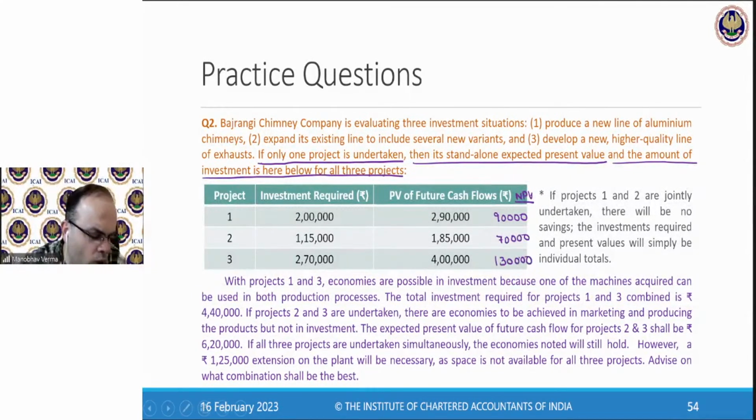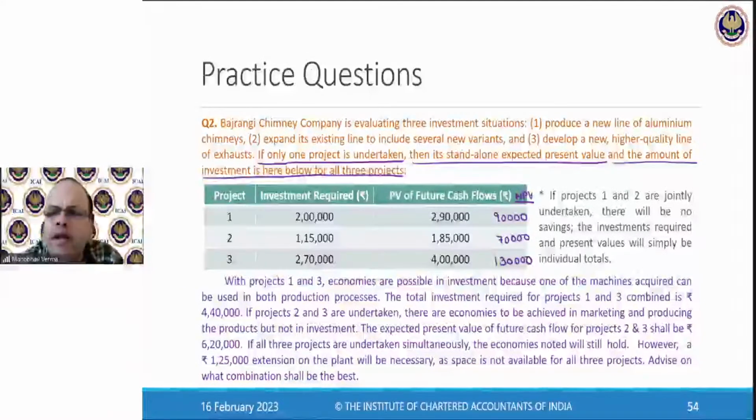You may say that, okay, go ahead with the project 3. You may say go ahead with the project 3, but the game is not yet over, guys. Game has just begun. Look at the rest of the information. I'm looking at the right side of the table here. If projects 1 and 2 are jointly undertaken, there will be no savings, guys. Investments required and present values will be simply the totals.